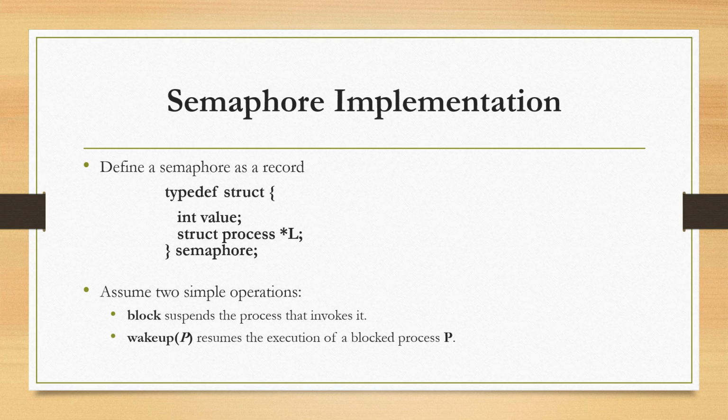This operation resumes the execution of a blocked process. It removes a process from the blocked list, L, and allows it to proceed, usually when the semaphore's value has increased, indicating that a resource is available.